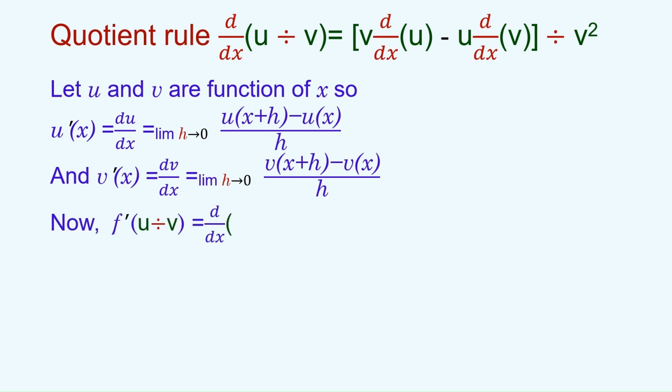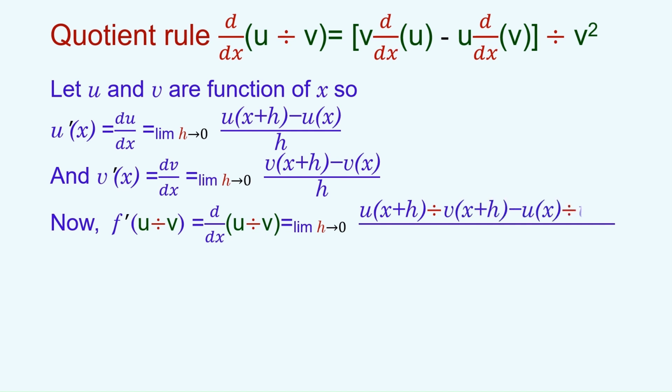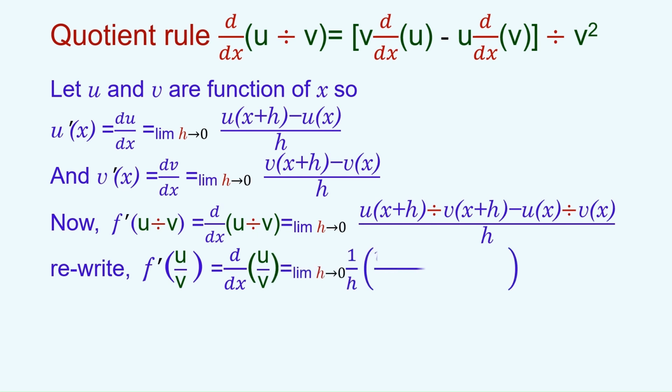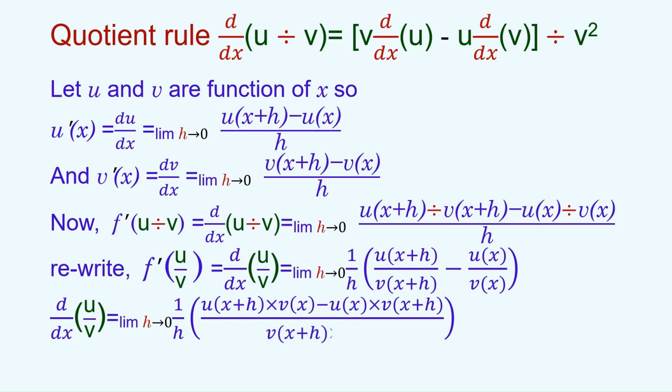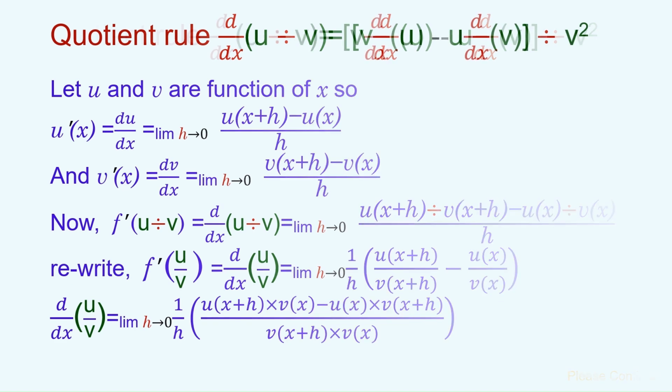Now d/dx (u/v) = limit as h tends to 0 of [u(x+h)/v(x+h) − u(x)/v(x)]/h. Rewrite: d/dx (u/v) = limit as h tends to 0 of (1/h)[u(x+h)/v(x+h) − u(x)/v(x)]. So d/dx (u/v) = limit as h tends to 0 of (1/h)[u(x+h)·v(x) − u(x)·v(x+h)] / [v(x+h)·v(x)].